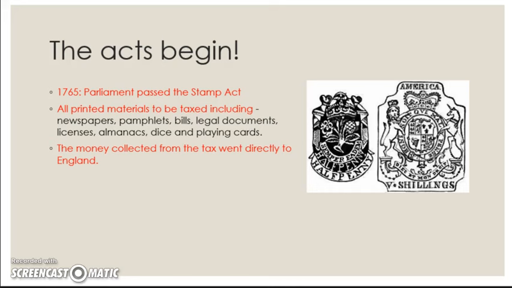And as a result, they wanted the colonists to pay their fair share. So in 1765, they passed the Stamp Act. What this did was tax any kind of printed materials. So you had to have a special stamp on your newspaper, on legal documents, on playing cards, on any kind of license. And the money went directly back to England.